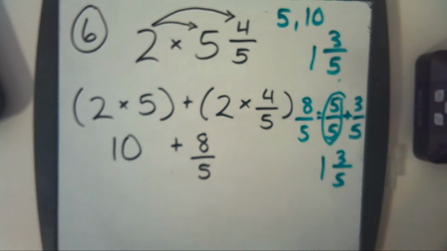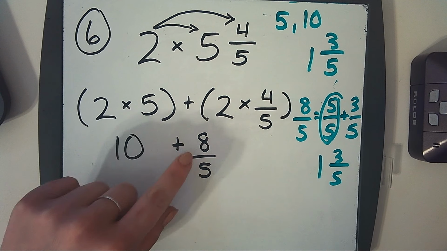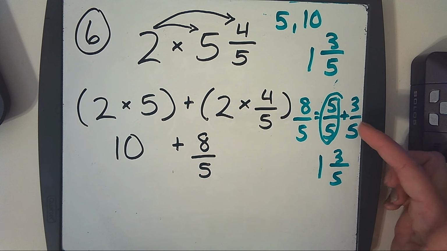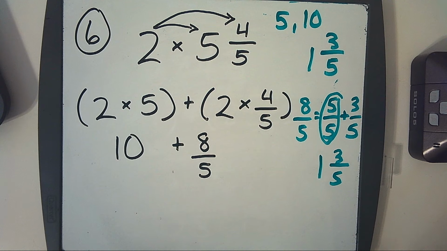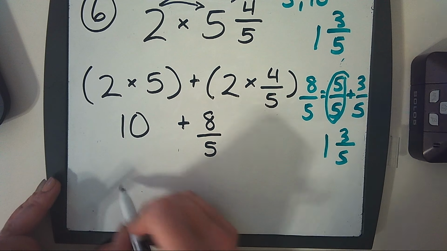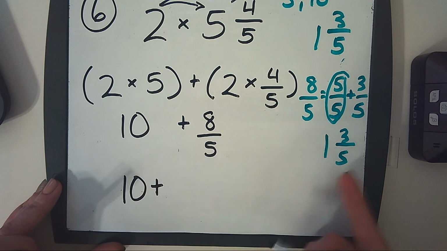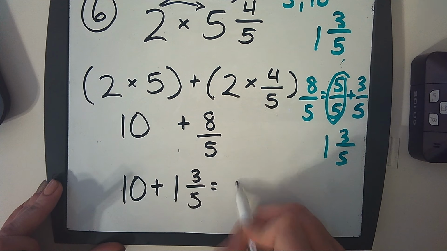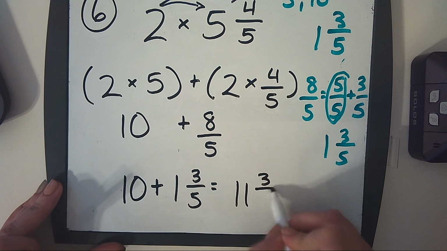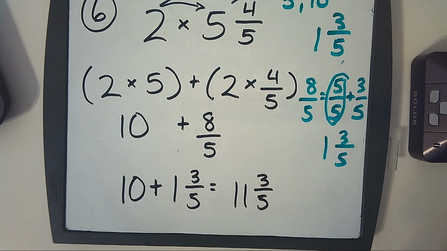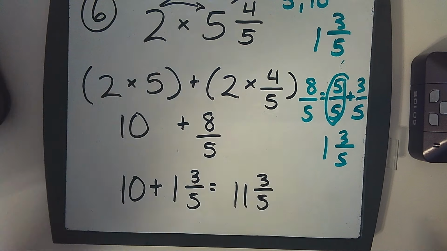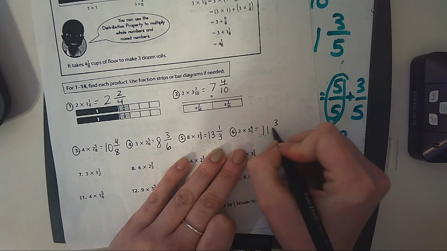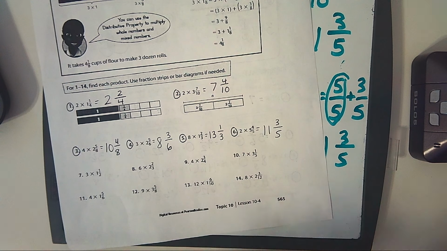The skip counting, I think it works a lot better if the numerator is larger. For a smaller numerator, I do think that this method works just as great. So either way, now we have 10 plus 1 3/5, which equals 11 3/5. Take your paper, write 11 3/5, and we're done for the day.